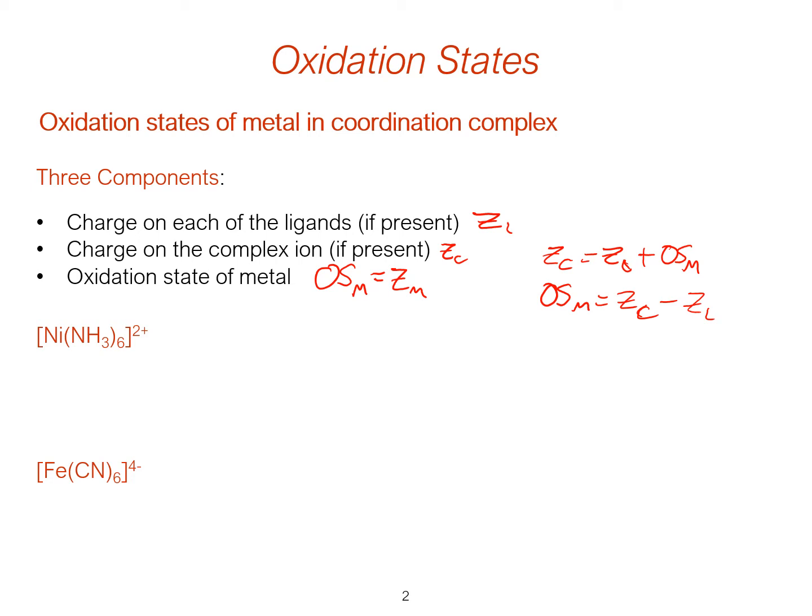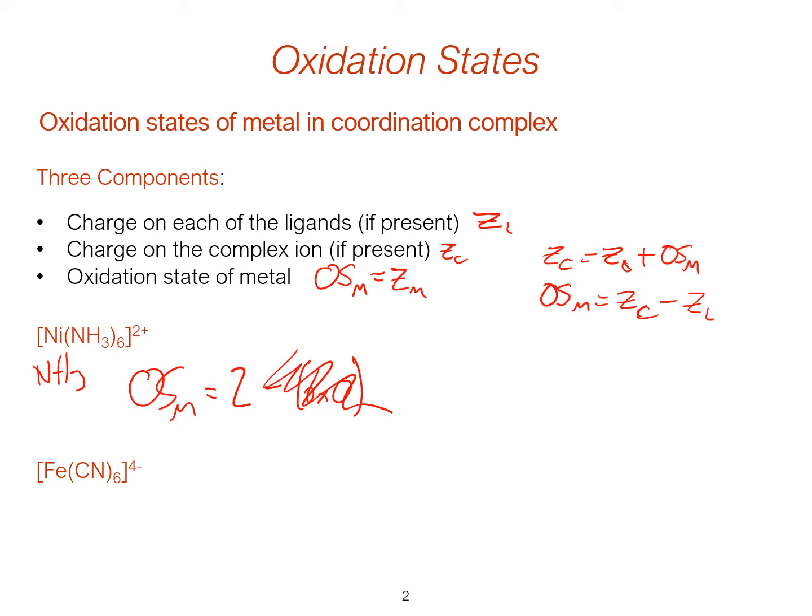You can also just pretend it wasn't in a complex, and we know that NH3 is a neutral compound. So in this case, it's a neutral ligand as well. What this means is that the charge on the ligand, ZL, is in fact 0. So if we put everything we know into this equation, we've got the oxidation state of the metal equals the charge on the complex, which is 2, minus the charge of the ligands. We've got 6 times nothing, so we can just ignore that whole term. And we see that the oxidation state of nickel is 2.